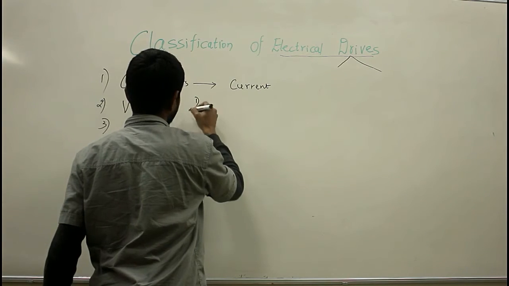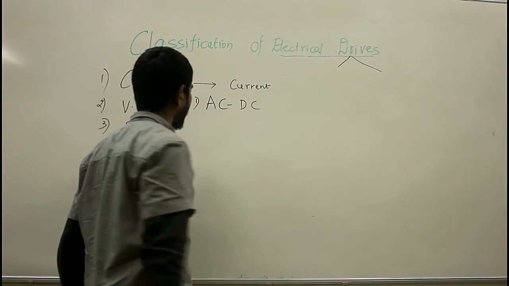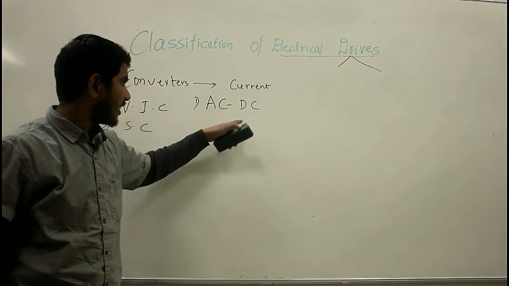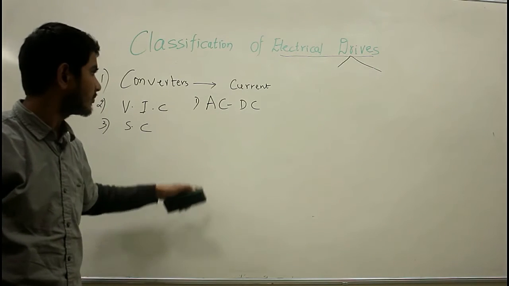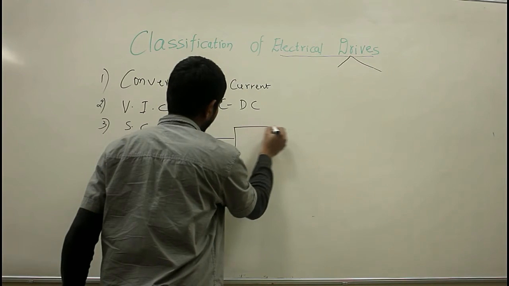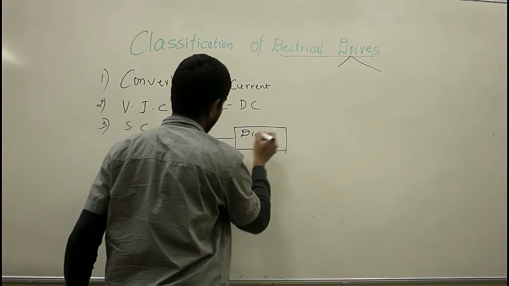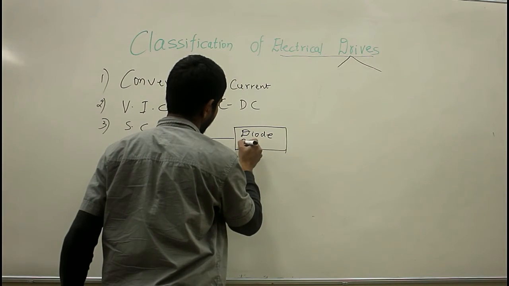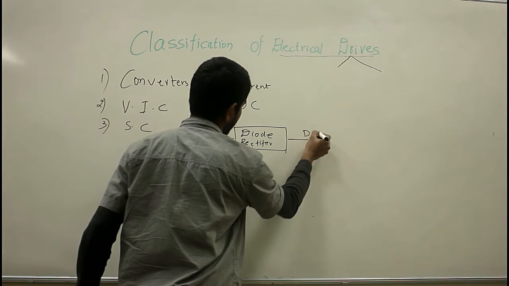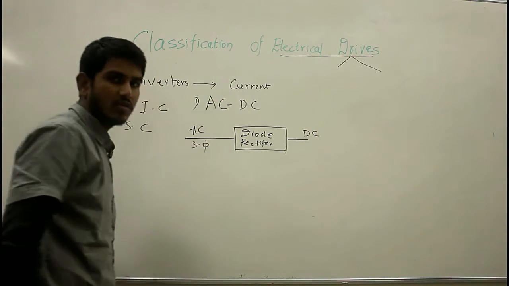The first one is, let us say, AC to DC converters. Here a fixed DC voltage is obtained from a fixed AC supply. Generally we employ a diode rectifier to obtain the fixed voltage DC supply. This is the diode rectifier, and here we are getting DC, and here we are giving a three-phase AC supply of fixed voltage.